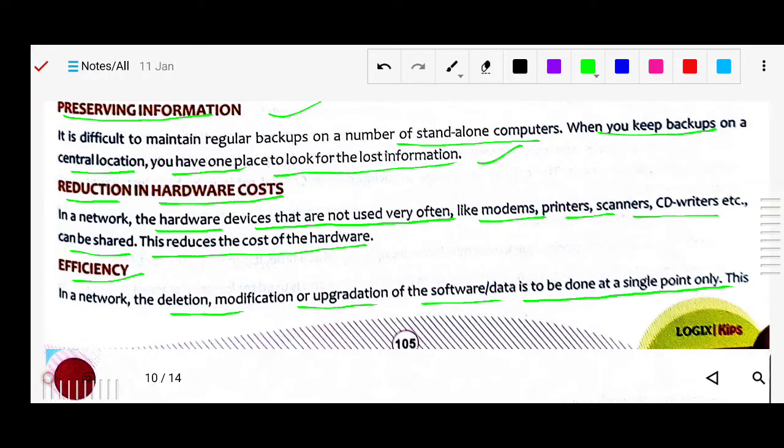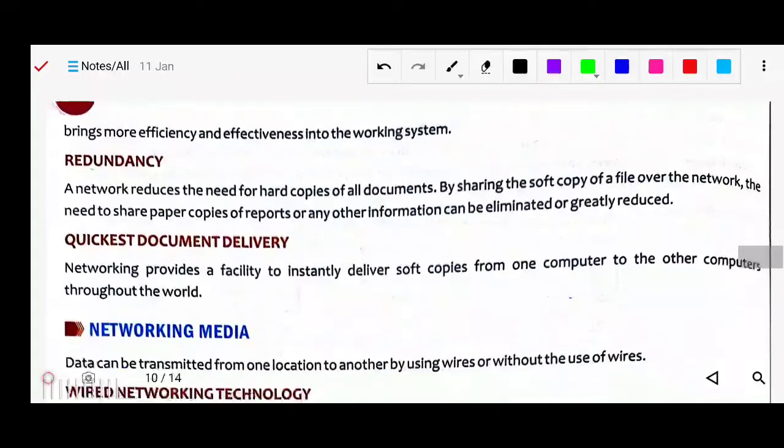So if you want to upgrade that, or MS7 is there, so if you want to upgrade that, all these 5 computers you have to upgrade. But if there is a one system with a central hard disk where the OS is installed, then on that one computer you can upgrade, and it will be upgraded on all computers. So that's the best part of that, which is your efficiency. It will take less time, and it is very easy to do.